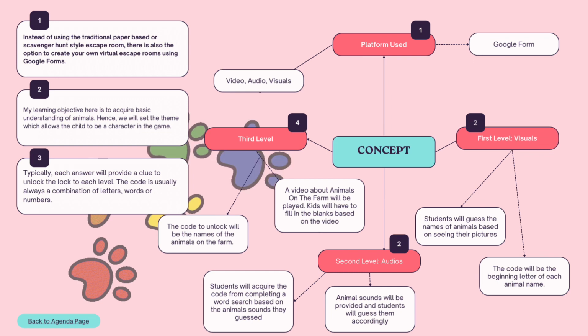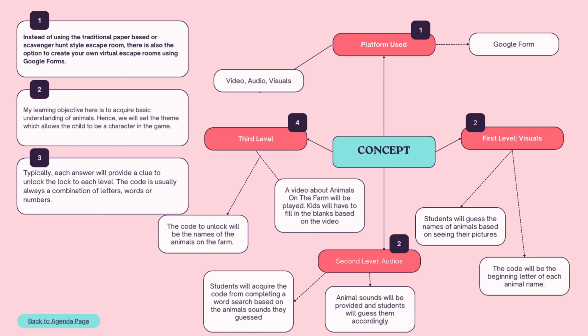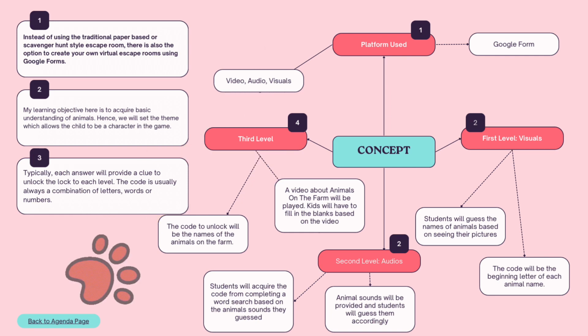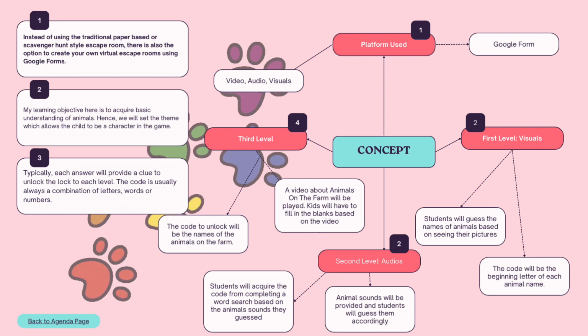Now, I'm going to tell you about the concept of this whole virtual escape room. Okay, what is the platform used? So first and foremost, we are going to use Google Forms to create this virtual escape room. And here, we will be using video, audio, and visual elements in each level of the virtual room. So the first level includes visuals, which means images. So students will guess the names of animals based on seeing their pictures. The code will be the beginning letter of each animal name.